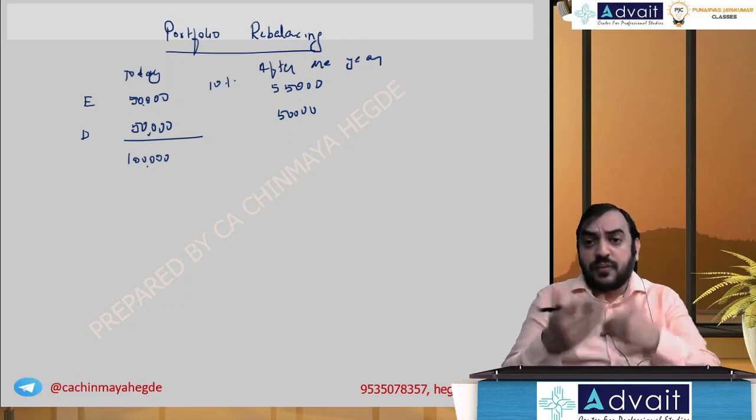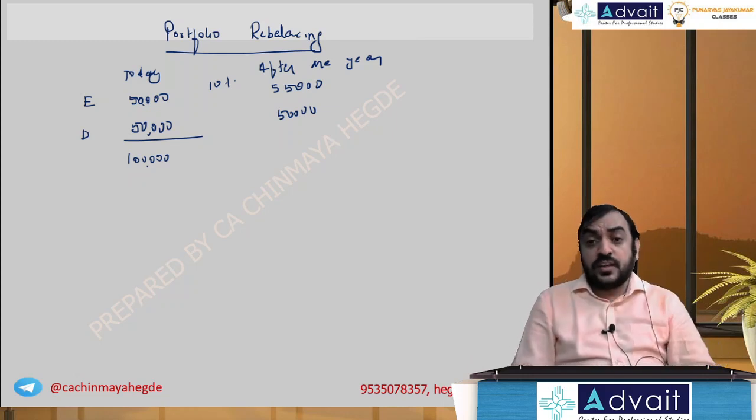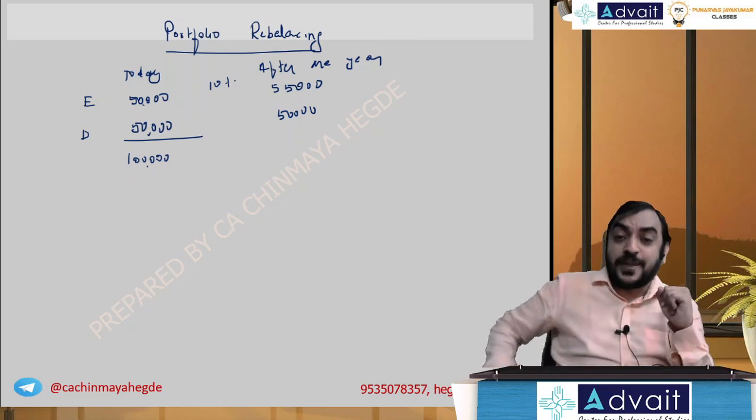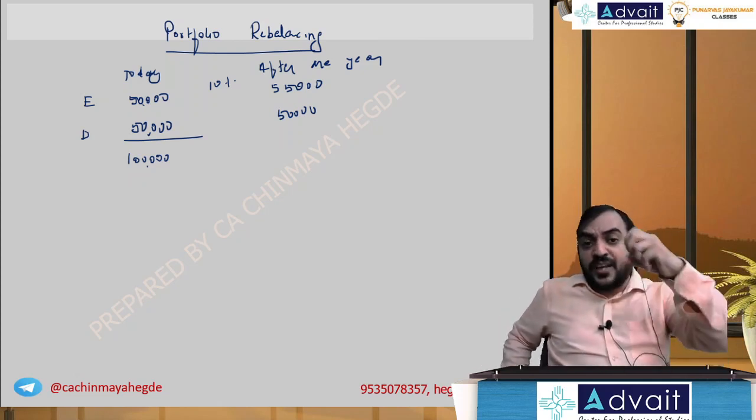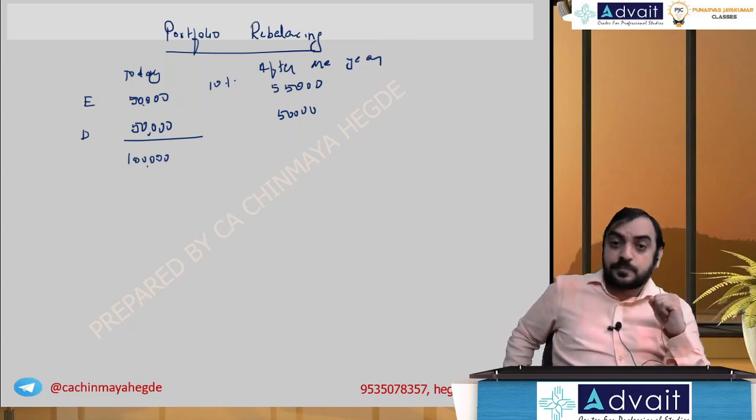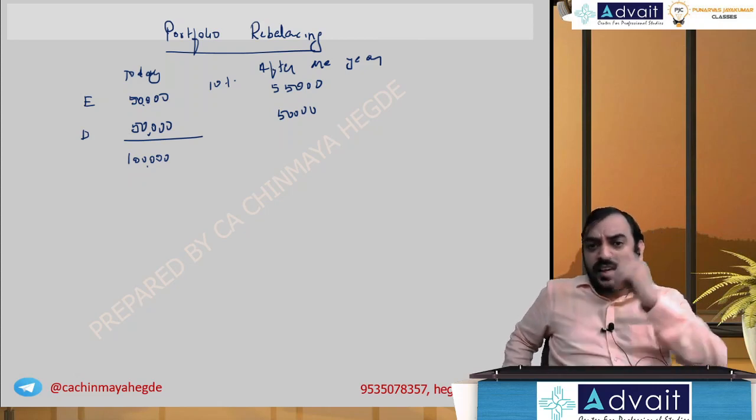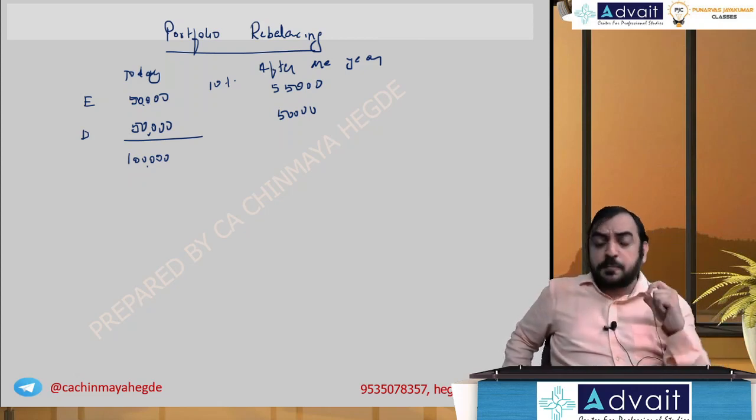After 1 year, the value would have changed. I need not wait for 1 year. I can do it once in 6 months, or once in 3 months. In fact, Nifty. What is Nifty? Top 50 companies in NSE. Many other factors are there, but the major factor is the top 50 companies by market cap.